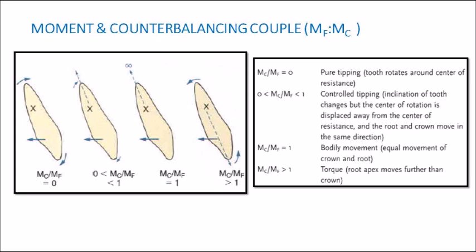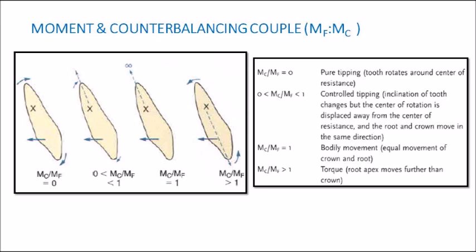So please look at this picture. When you see the second diagram, on the apical region there is one more counterbalancing couple we are giving, and hence there will be controlled tipping. So here the inclination of the tooth changes, but the center of rotation is displaced away from the center of resistance, and hence the root and the crown will move in the same direction.